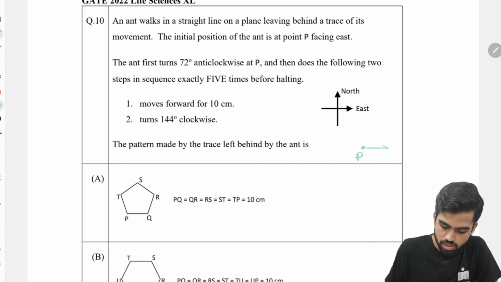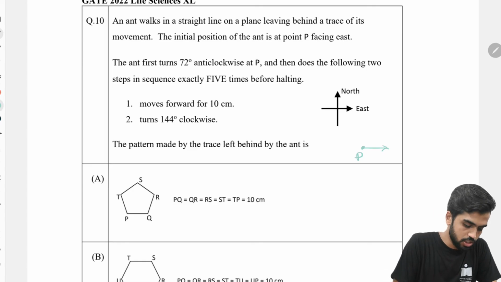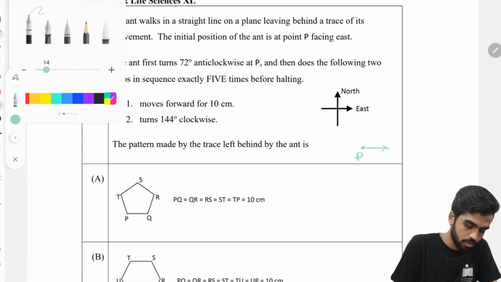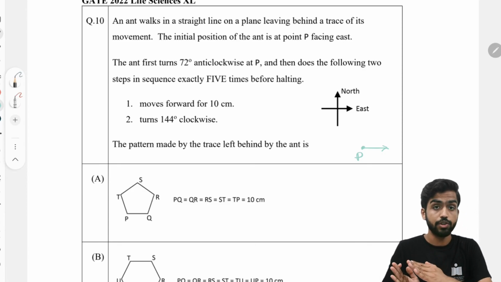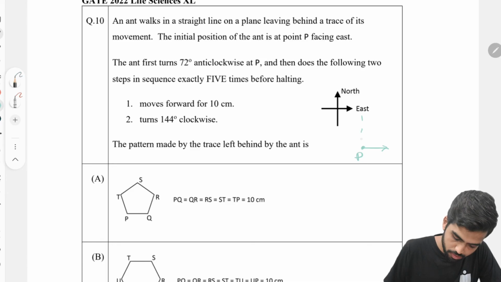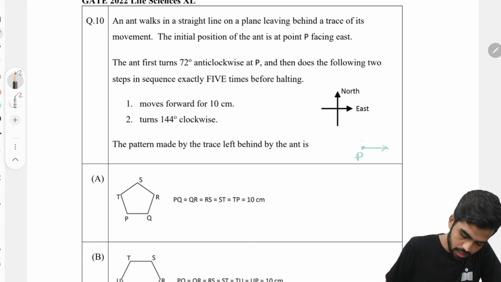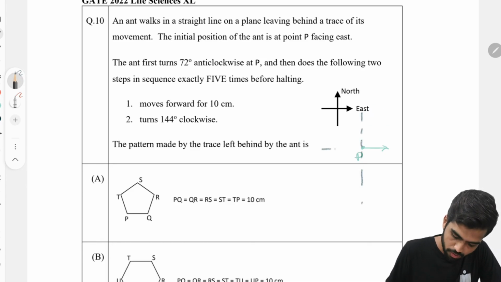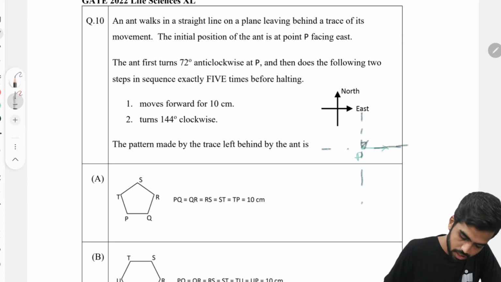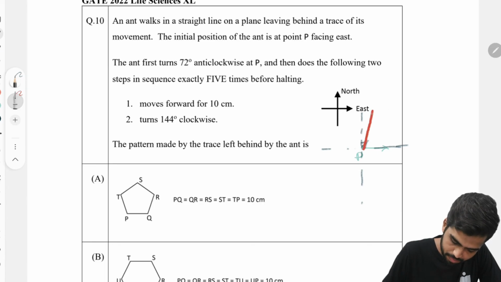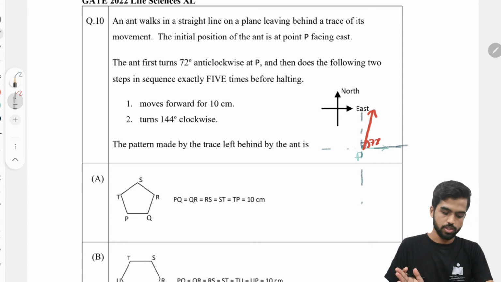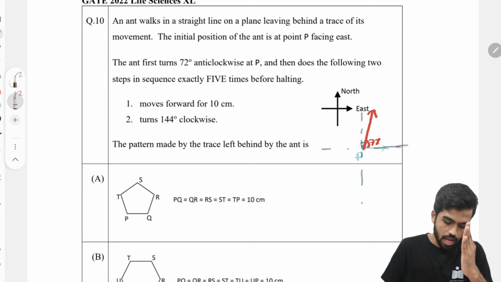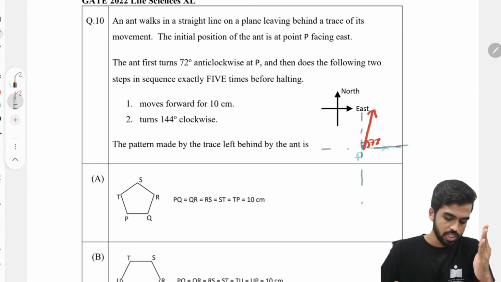So the ant is actually sitting here. But first, it will turn 72 degrees anti-clockwise. If we make a direction sense of it, this is 90 degrees, this is 45, so 72 would be somewhere here. This here would be the 72 degrees. So first the ant will move anti-clockwise 72 degrees, and then it does the following two steps sequentially.